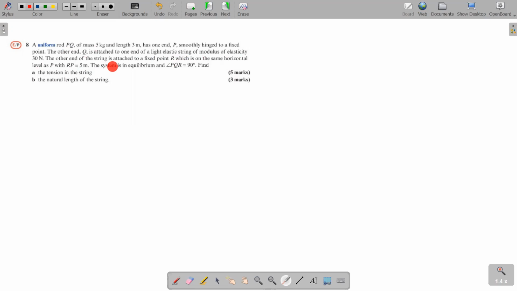The other end of the string is attached to a fixed point R, which is on the same horizontal level as P, with RP equal 5 meters. The system is in equilibrium with angle PQR equal 90 degrees. They're asking you to find the tension. Before you do any of the other stuff, the most important thing here is to read this information and actually draw the diagram.